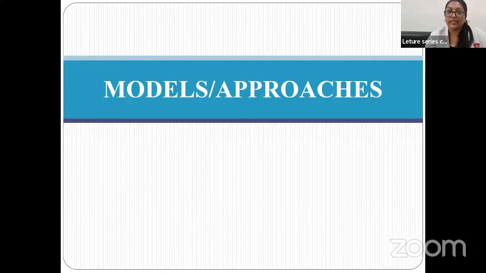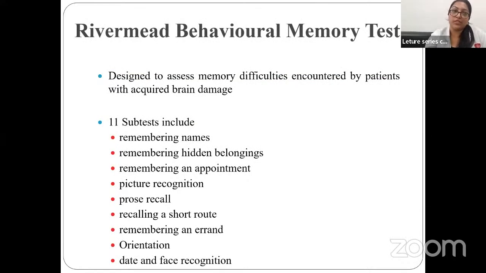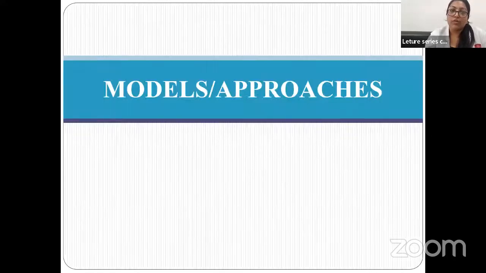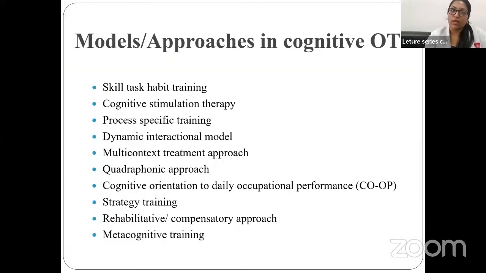So these were the standardized tests that are commonly used by occupational therapists in our day-to-day practice. Now we will be discussing the models and approaches used in cognitive occupational therapy. So these are the lists of models and approaches that we will be going through today in today's presentation: skill task habit training, cognitive stimulation therapy, process specific training, dynamic interactional model, multi-context treatment approach, quadraphonic approach, cognitive orientation to daily occupational performance, strategy training, rehabilitative or compensatory approach, and metacognitive training.